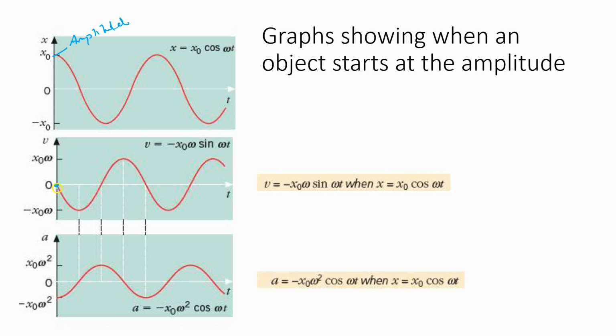What we can also see here is that there's a negative sign associated with this equation. This negative sign just shows us that the velocity is directed towards the equilibrium position. All right. That's what the negative sign in this case tells us. It just tells us that the velocity is directed towards the equilibrium position.